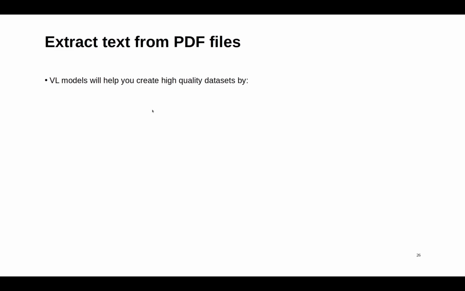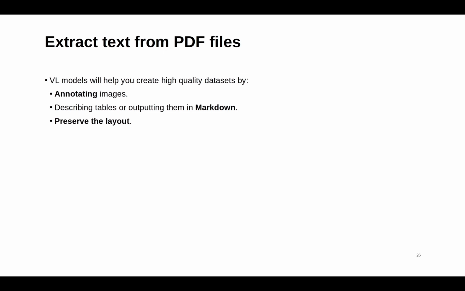VL models will help us create high quality datasets by annotating images. We don't want to remove this from the dataset. The models can describe tables because, again, tables are full of values, but if we just store those, they don't mean anything. We need to have context. So with these models, we can describe the content of these tables and also output them in a nice format like Markdown. We can preserve the layout.